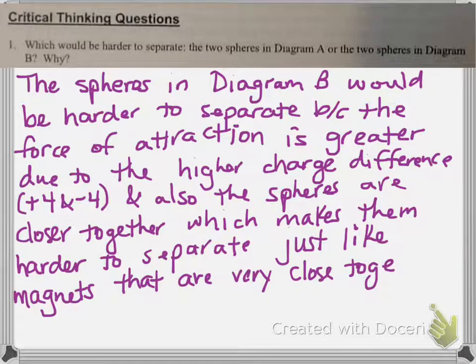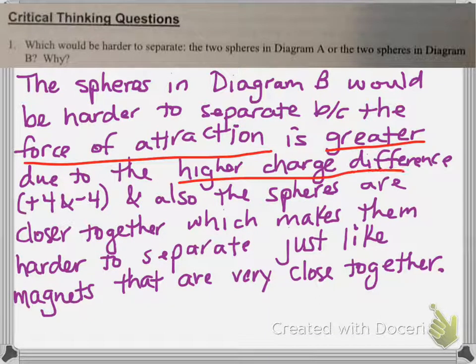So again, kind of 2 reasons. Number 1, right, the greater force of attraction because of the higher charge difference, and then closer together, which also makes them harder to separate.